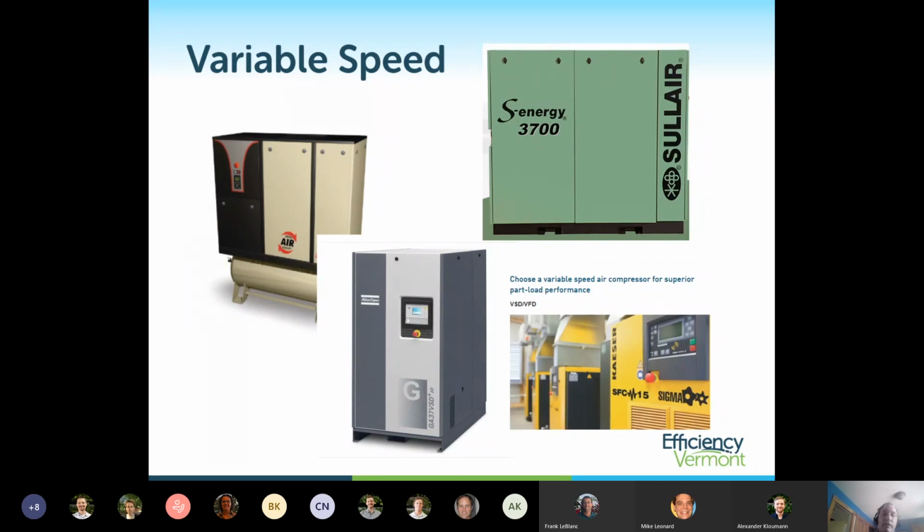Here are a couple shots of the variable speeds. They are often just compartmentalized. The compressor is actually in the chassis, and the variable speed is integrated into the chassis.